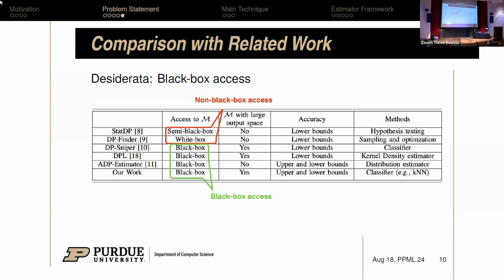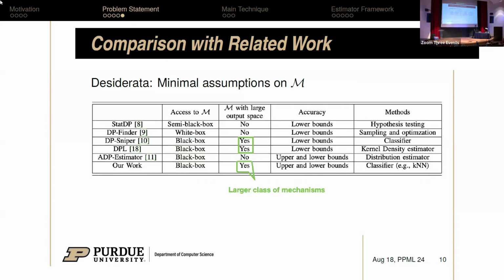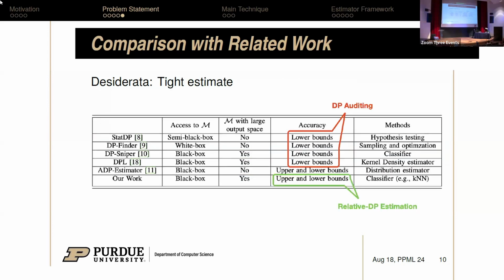To compare with the previous work, our estimators only require black box access. And our work supports a larger class of mechanisms, even mechanisms with a large output space or even a real range. In terms of accuracy, our estimator provides a tight bound instead of just a lower bound. This is in contrast with the line of work called DP auditing.